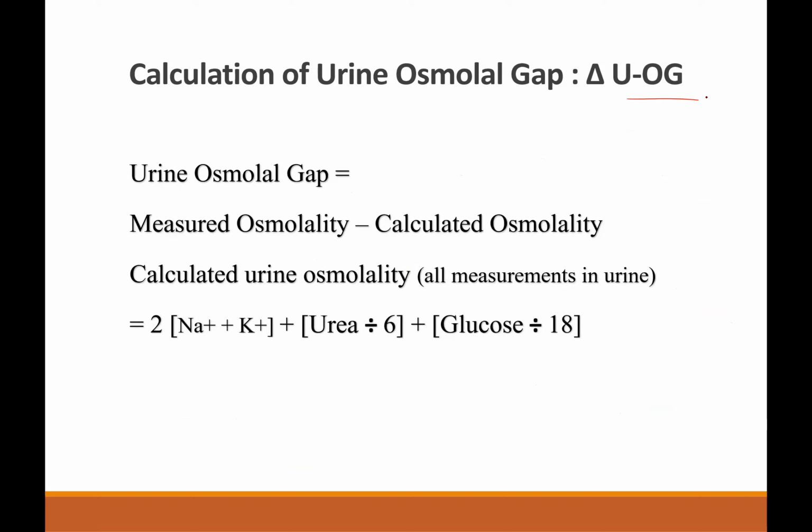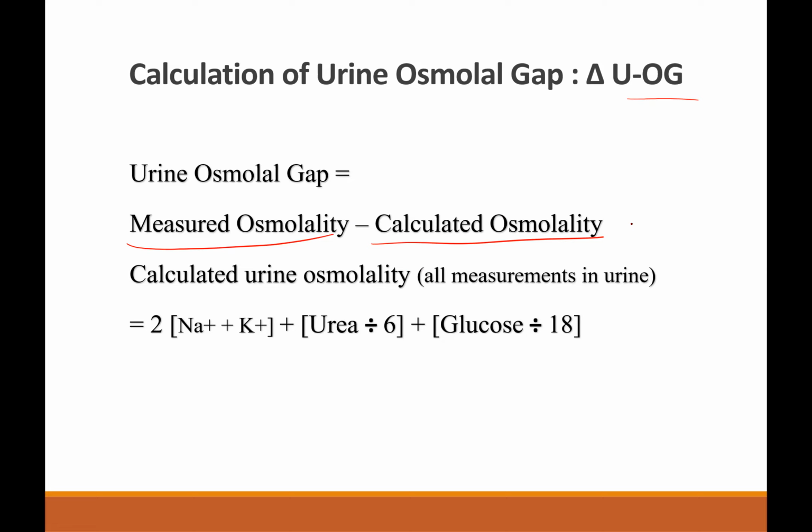What did we do? In plasma osmolar gap, we measured the osmolality with the osmometer, and we calculated the osmolality. Measured minus calculated is the osmolar gap. Here, we are not measuring plasma, we are measuring the urine osmolality. For plasma osmolality measurement, we have a plasma osmometer. Here we have a urine osmometer.